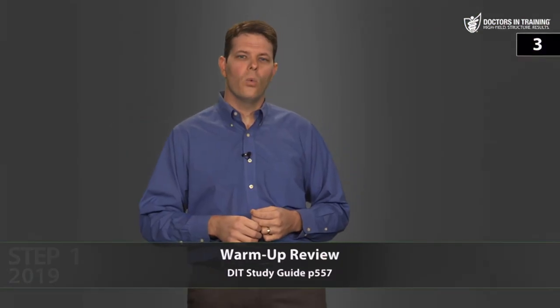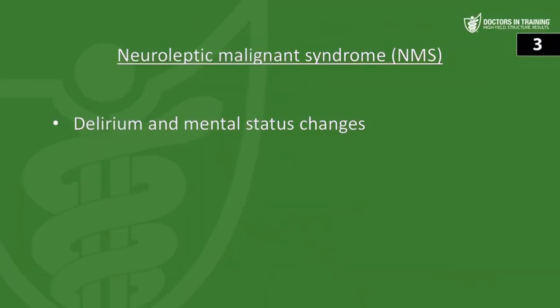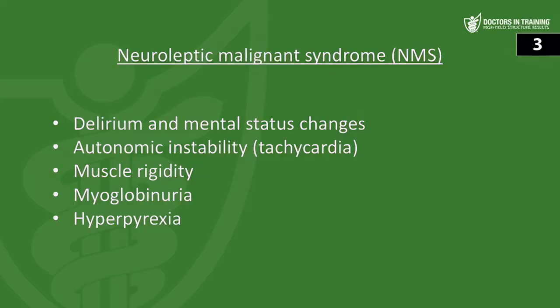And the last one, what are the clinical features of neuroleptic malignant syndrome? You're going to see delirium and mental status changes early on. You can see autonomic instability like tachycardia. Then you're going to see muscle rigidity, myoglobinuria, and hyperpyrexia.